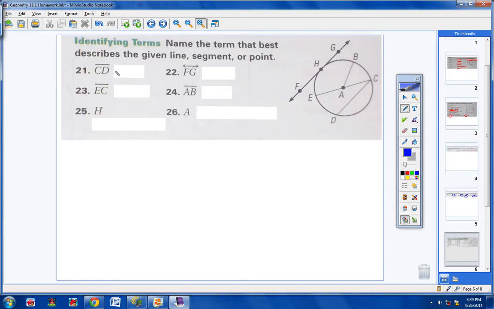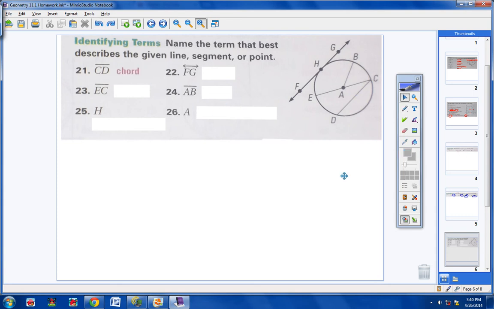Okay, moving on to numbers 21 through 26. Name the term that best describes the given line, segment, or point. Okay, CD, segment CD. Let's come over here and look. Here's C, and here's D. So segment CD. Well, students, you need to know that's a chord. It's a segment inside of a circle in which its endpoints lie on the circle. We call that a chord. So the answer to 21 is going to be chord.